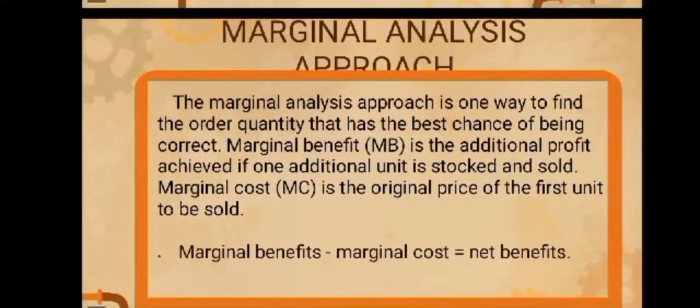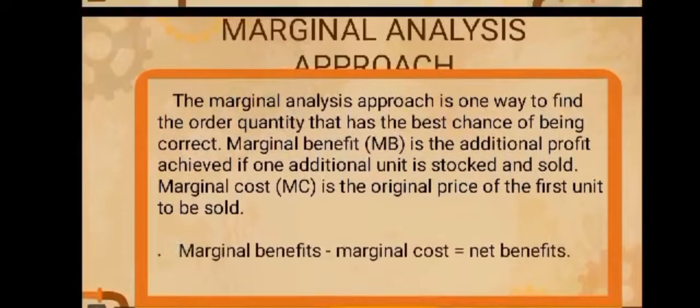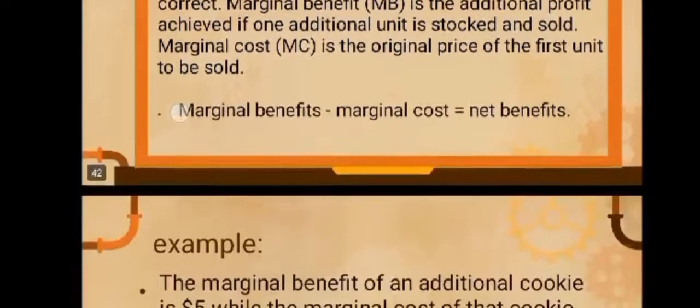So by using the marginal analysis approach, this is the best method for us to identify the right amount that we need to stock. Marginal benefit is the additional profit achieved if one additional unit is stocked and sold. And marginal cost is the original price of the first unit to be sold. The only formula we use is to get the net benefit: marginal benefit minus marginal cost.